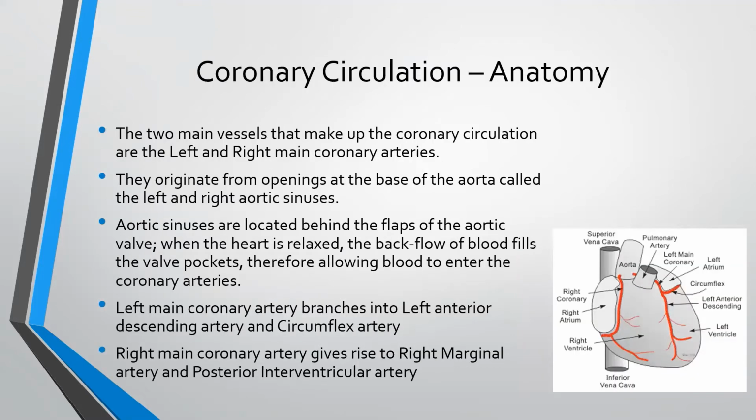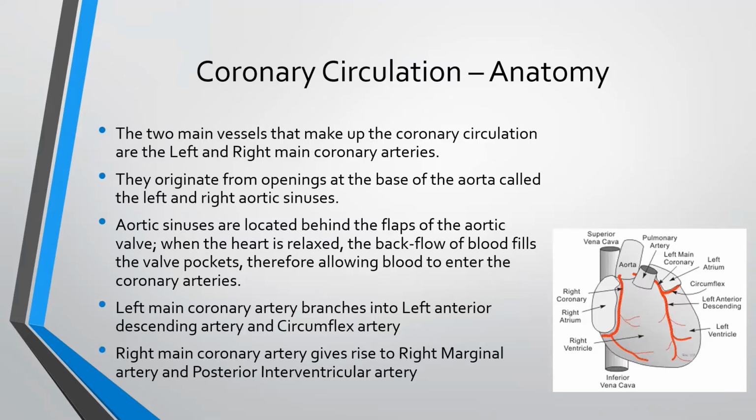So let's just quickly go over the anatomy of the coronary circulation. There are two main vessels that make up the coronary circulation, and these are called the left and the right main coronary arteries. Where these originate from is from the openings at the base of the aorta, and these are called the left and the right aortic sinuses. And these aortic sinuses are found behind the flaps of the aortic valve.